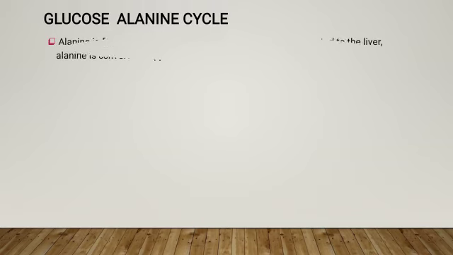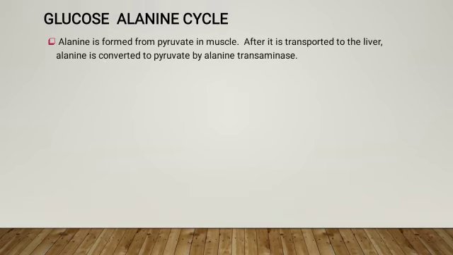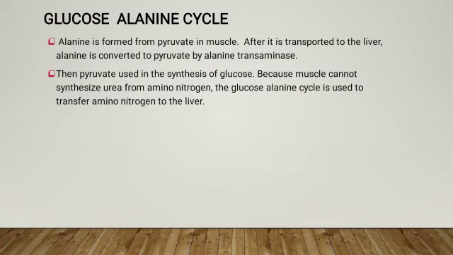Glucose-alanine cycle. What is the glucose-alanine cycle? Alanine is formed from pyruvate in muscles. After it is transported to the liver, alanine is converted to pyruvate by alanine transaminase. Then pyruvate is used in the synthesis of glucose, because muscles cannot synthesize urea from amino acid nitrogen. The glucose-alanine cycle is used to transfer amino nitrogen to the liver.